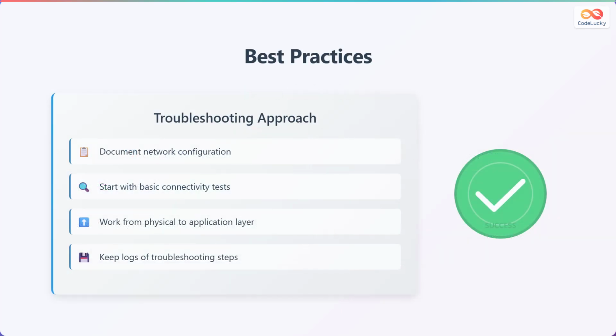Here are some best practices for network troubleshooting. Document the network configuration to have a clear understanding of the network setup. Start with basic connectivity tests to identify the scope of the issue. Work from the physical layer to the application layer to systematically diagnose the problem. Keep logs of troubleshooting steps to track progress and avoid repeating efforts.